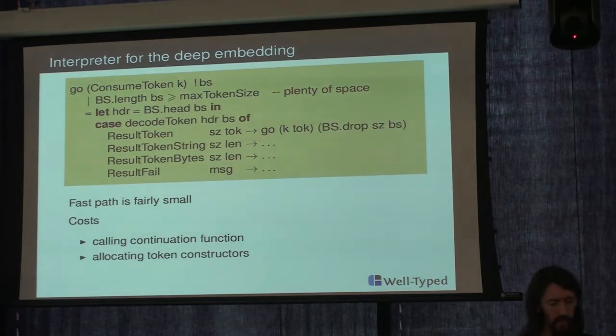So that's the core of the fast path, if you like, of the interpreter, and that's nice because it's quite small, which is good. There are costs to this. Calling this continuation has a cost. As we'll see in a moment, allocating that continuation has a cost. But we're also allocating token constructors here. We're not allocating this result token string, result token byte fail stuff, that gets statically eliminated, but we are allocating the individual token. Although that's relatively easy to eliminate. As we will see, it's the continuations that are more interesting. Okay, so the interpreter is relatively straightforward, and its costs are not too high, and this actually performs rather well.